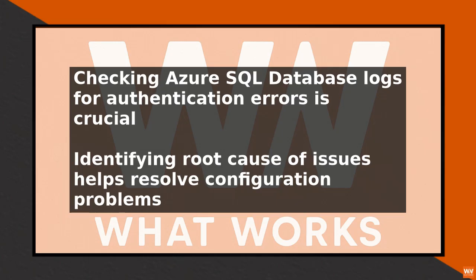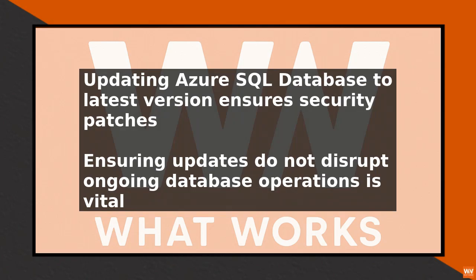To patch the Active Directory authentication, use the Set-AzSqlServerActiveDirectoryAdministrator cmdlet to update the administrator account. This cmdlet requires the tenant ID, server name, and display name of the administrator account. It is essential to ensure that the administrator account has the necessary permissions to manage the Azure SQL database.